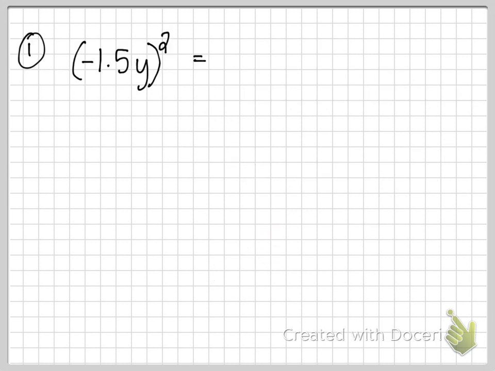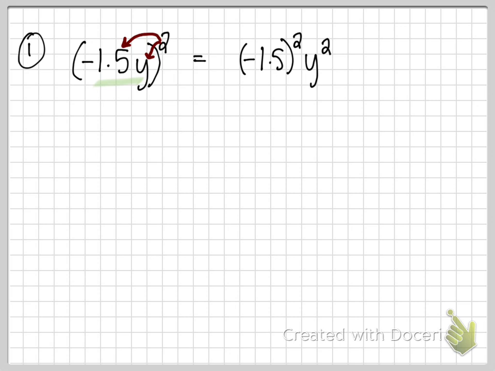Okay, here's an example of power of a product. Inside our parentheses, we have negative 1.5 y, and we are taking that quantity to the second power. Because we have multiplication inside the parentheses, negative 1.5 times y, we give this exponent of 2 to both factors inside the parentheses. So we get negative 1.5 squared and y squared.